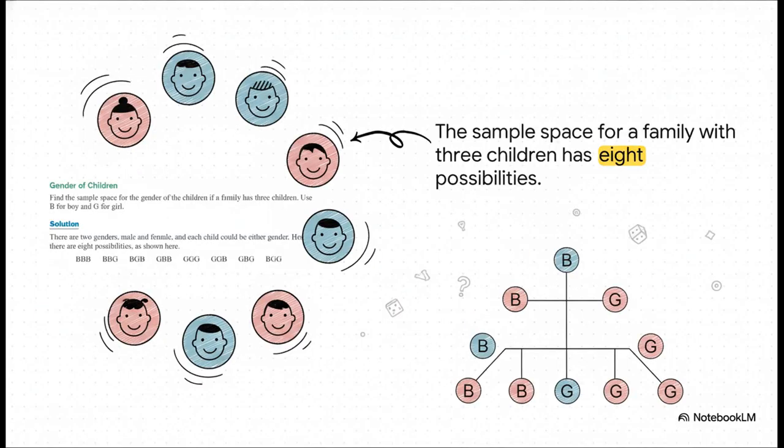And here's where it starts to get a little more interesting. What if you have a family with 3 kids? You might think there are only a few combinations, but when you map out every single possibility, you see there are actually 8 distinct outcomes, from all boys to all girls and every mix in between. Listing them all out gives us that complete sample space.